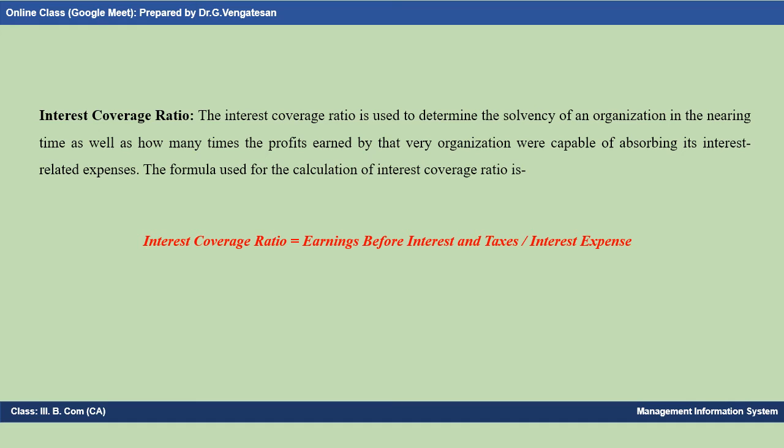The next, interest coverage ratio. Interest coverage ratio is used to determine the solvency of an organization in the near term, as well as how many times the profit earned by that organization will be capable of absorbing the interest related expenses. Now, in this interest coverage ratio, the interest that is nearing the profit and that is capable to meet all the interest related expenses are covered under this interest coverage ratio.